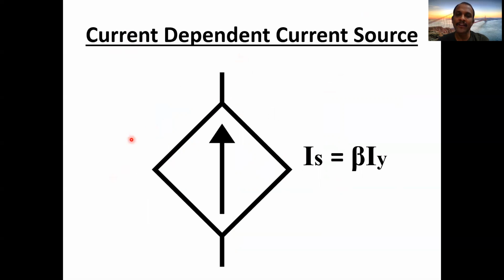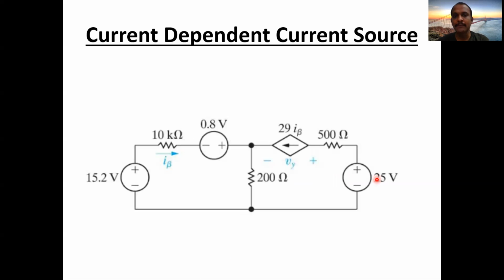So here you can see a rhombus shaped symbol with an arrow here. This arrow represents the direction of flow of current. So Is is equal to beta times Iy. Is means the current given by this current dependent current source. Beta is going to be a scalar quantity and Iy is the current passing through some other element in the same circuit.